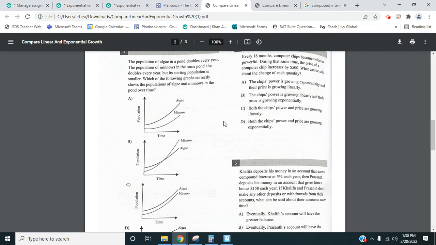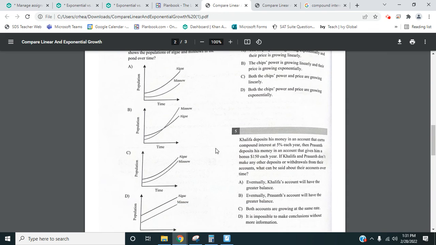Number 3 is a little funky. So the algae and the minnows both grow at the same rate, except the algae starts ahead of the minnow. So it can't be D. It's exponential. They're doubling, right? That's a linear graph. Letter B is incorrect because that would imply the minnow is growing faster. So it's got to be either A or C.